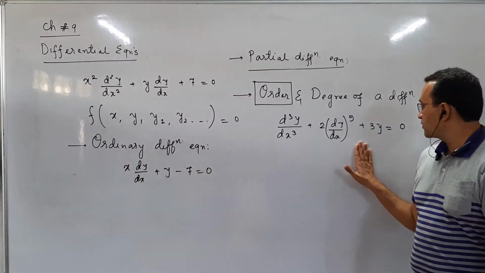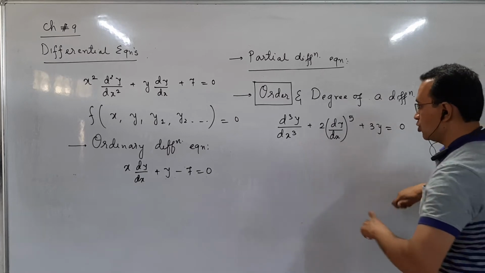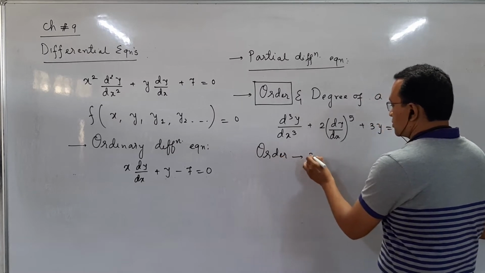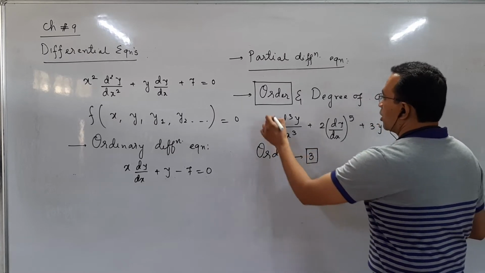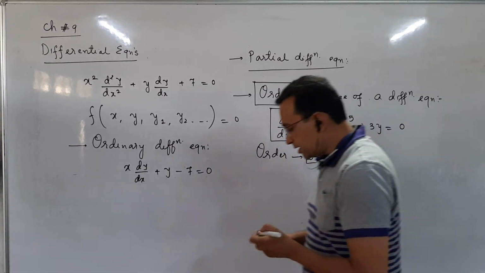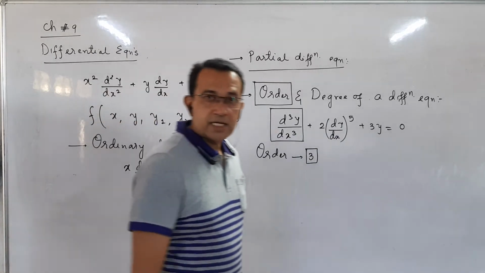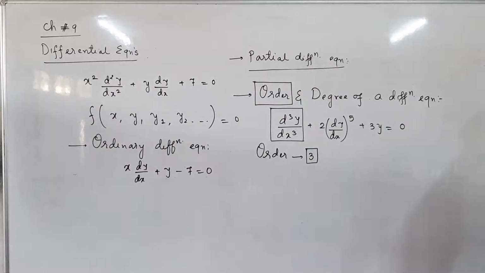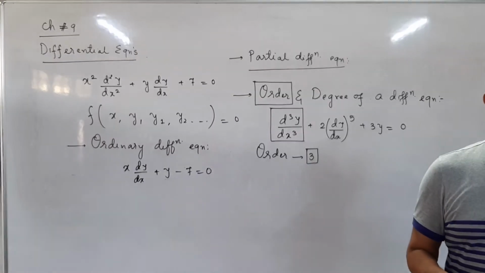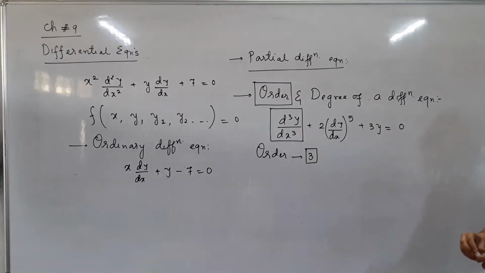Order of a differential equation is defined as the order of the highest order derivative occurring in it. In this differential equation, this is a first order derivative and this is a third order derivative. So the order of this differential equation is 3, because the highest order derivative occurring in the differential equation is 3. Then what is the degree of a differential equation?